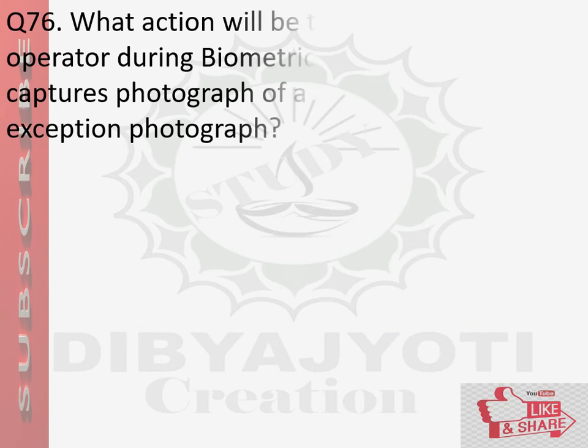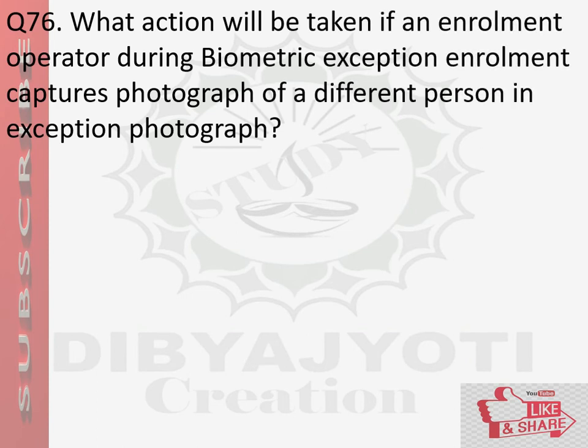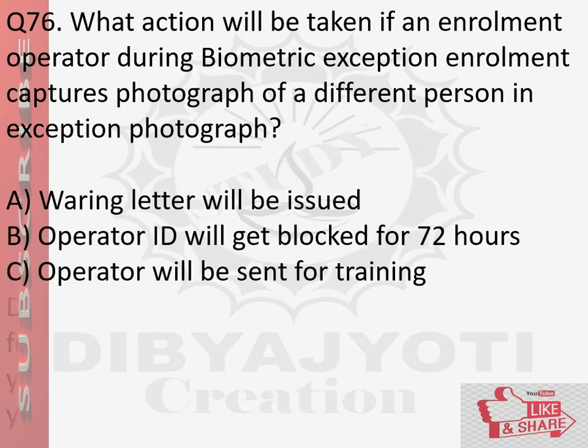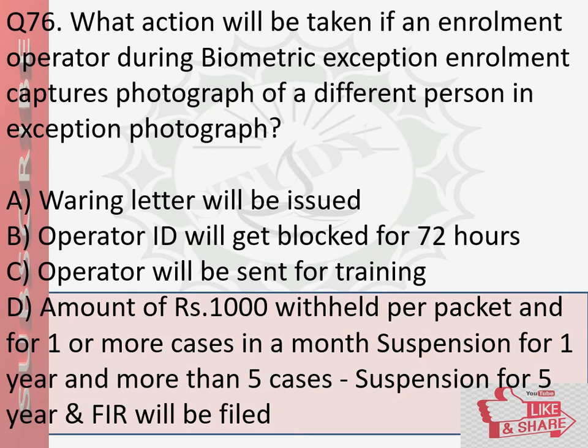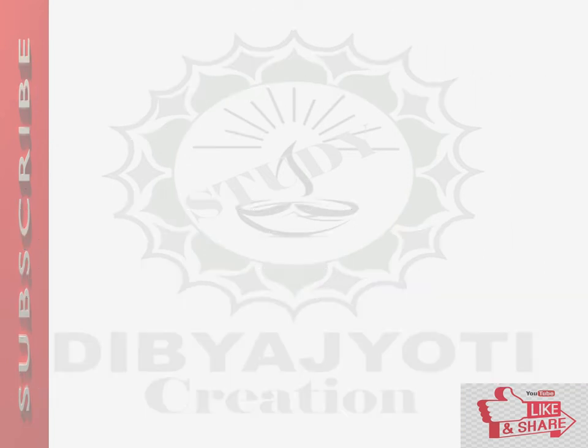Then next, what action will be taken if an enrollment operator, during biometric exception enrollment, captures a photograph of a different person in the exception photograph? Options are the same, and the answer is the same. Amount of ₹1000 withheld per packet, and for one or more cases in a month, suspension up to 1 year, more than 5 cases, suspension up to 5 years, and FIR will be filed.